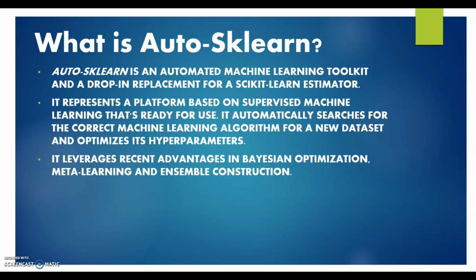Now there comes meta-learning. Meta-learning, we could say, is a subfield of machine learning where automatic learning algorithms are applied to metadata about machine learning experiments. Then there comes ensemble construction. An ensemble, if we explain it in simple words, is just a group of things, or I could say a group of people that makes a complete unit. So in machine learning, when we use multiple learning algorithms to obtain better predictions, we call it ensemble construction.